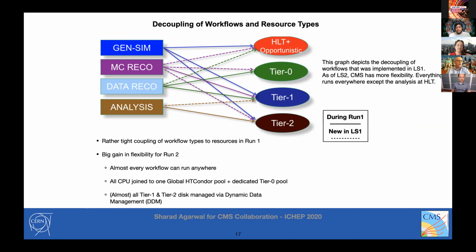As of LS2, CMS has more flexibility and everything can run everywhere except the analysis workflows at HLT. So this was a big gain in flexibility during Run 2. And all of these data tiers were handled by DDM.